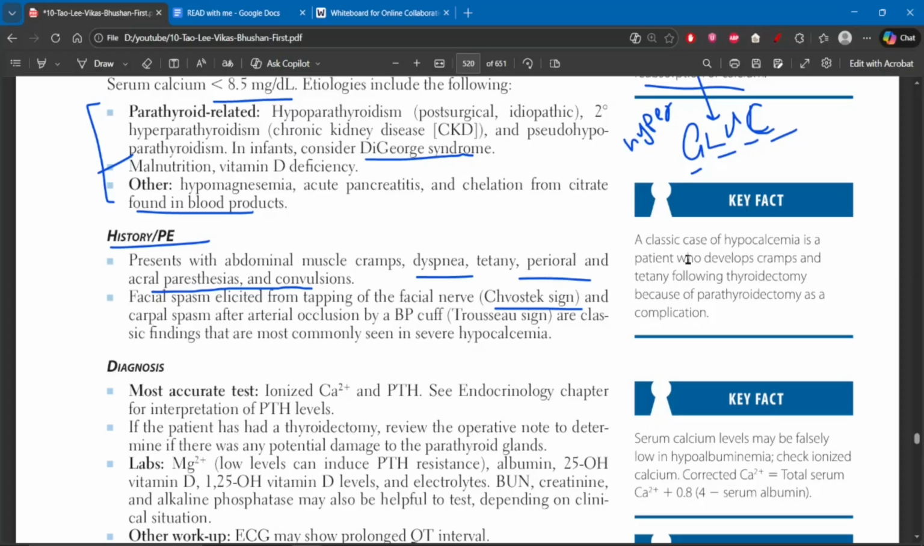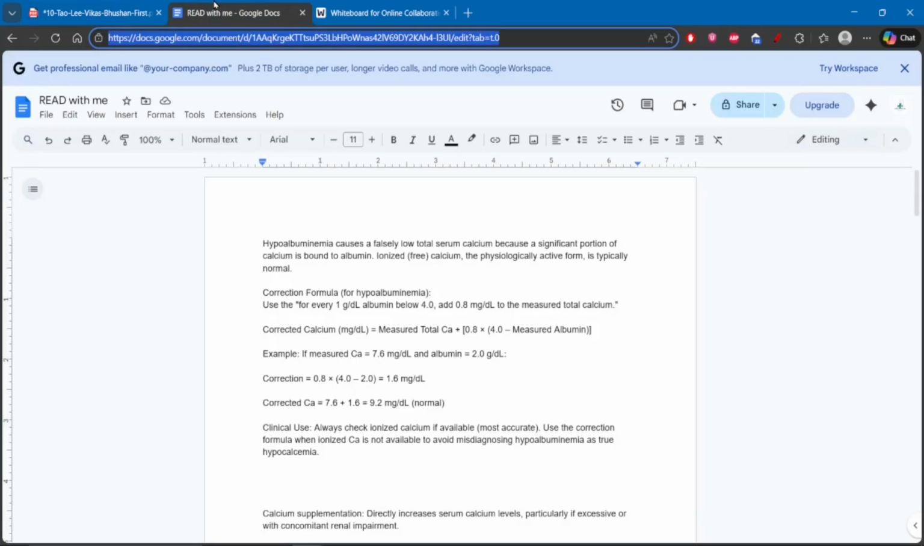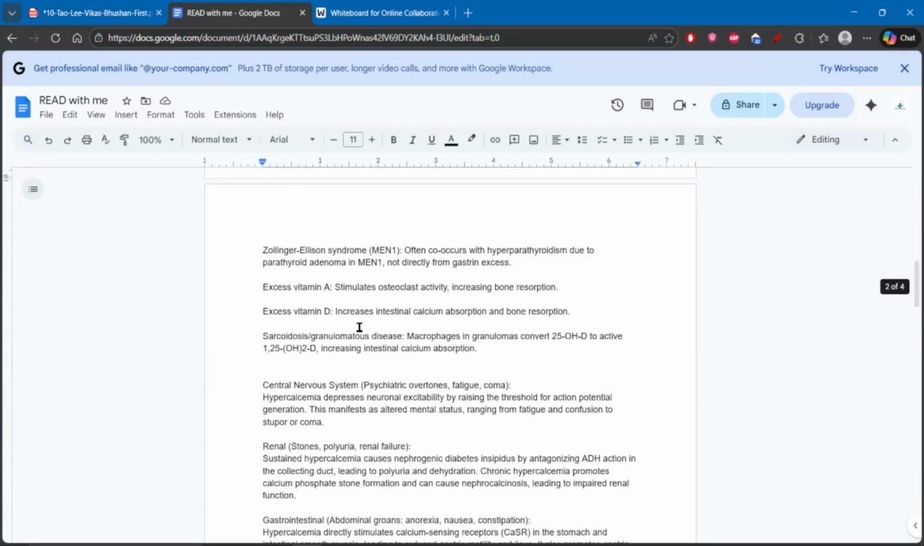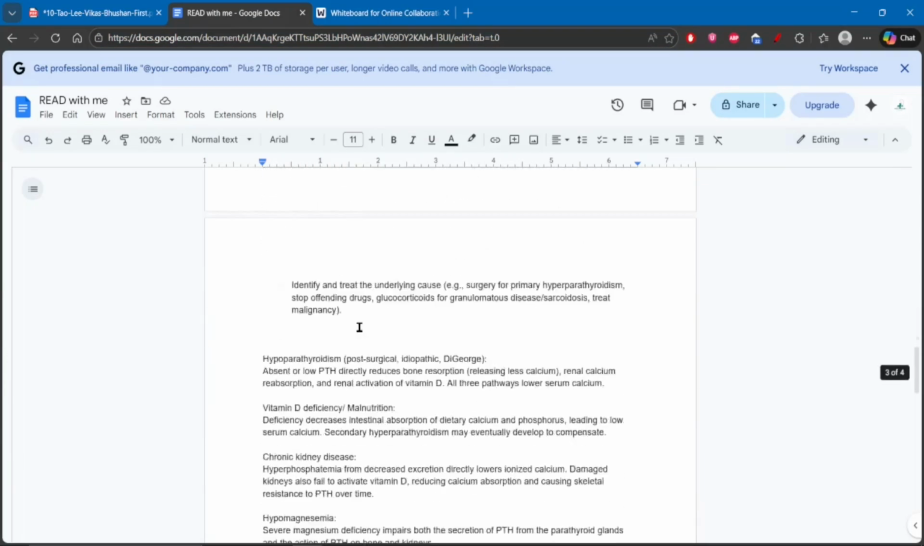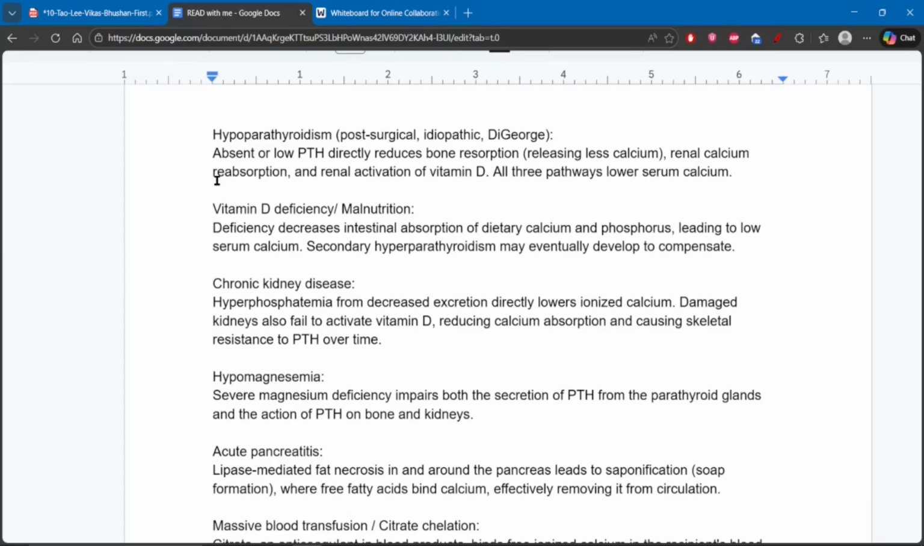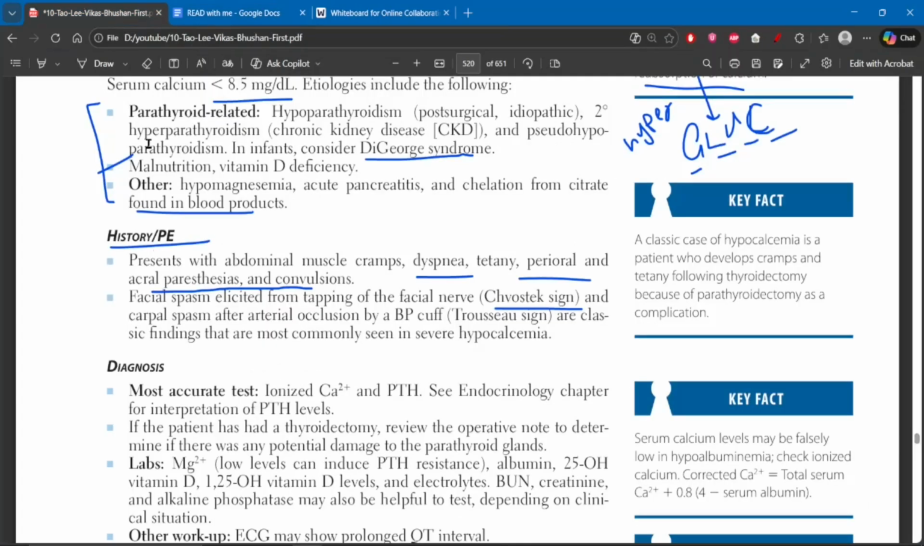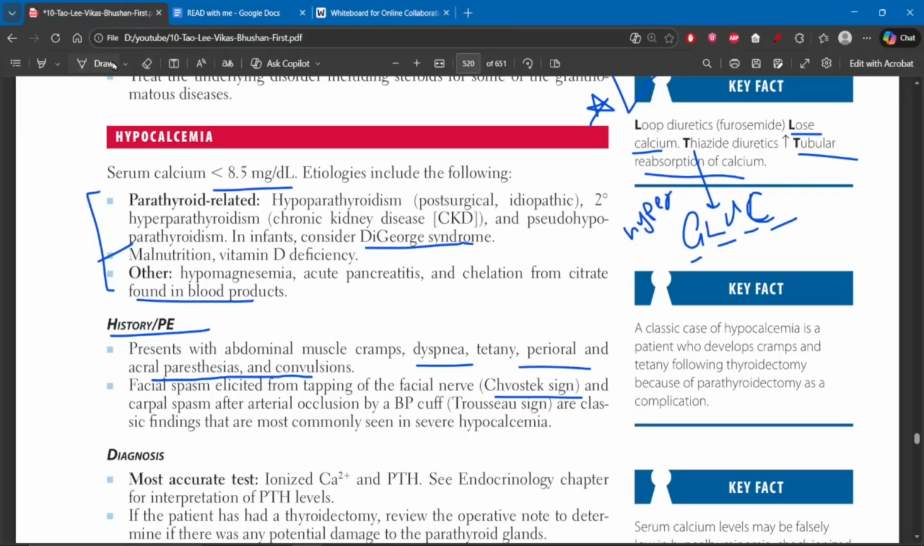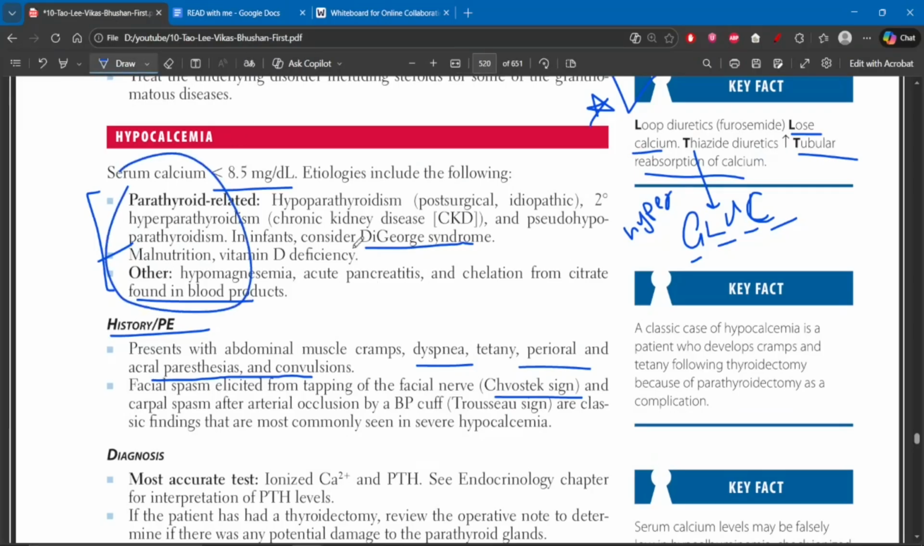This is another key fact. A classic case of hypocalcemia is a patient who develops cramps and tetany following thyroidectomy because of parathyroidectomy as a complication. So this is also part of our explanation that I will be giving you. So now moving on to the notes that I have created for your ease, to explain how these etiologies are related to hypocalcemia, and how they are really causing hypocalcemia. So we will look at them now.